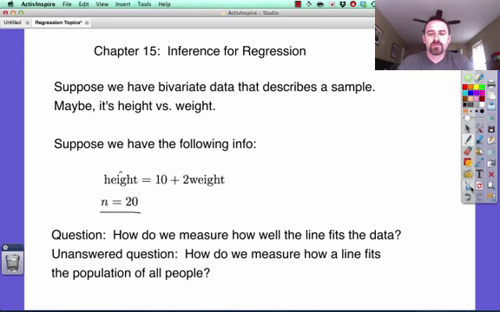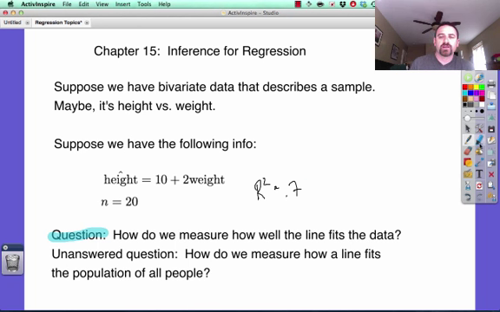So the first question is, how do we measure how well the line fits the data? Now, the numerical measure for how well the line fits the data is r squared. That's the measure that, if it's, let's say, 70%, gives us a sense of how good a fit the line is for the data that we have.